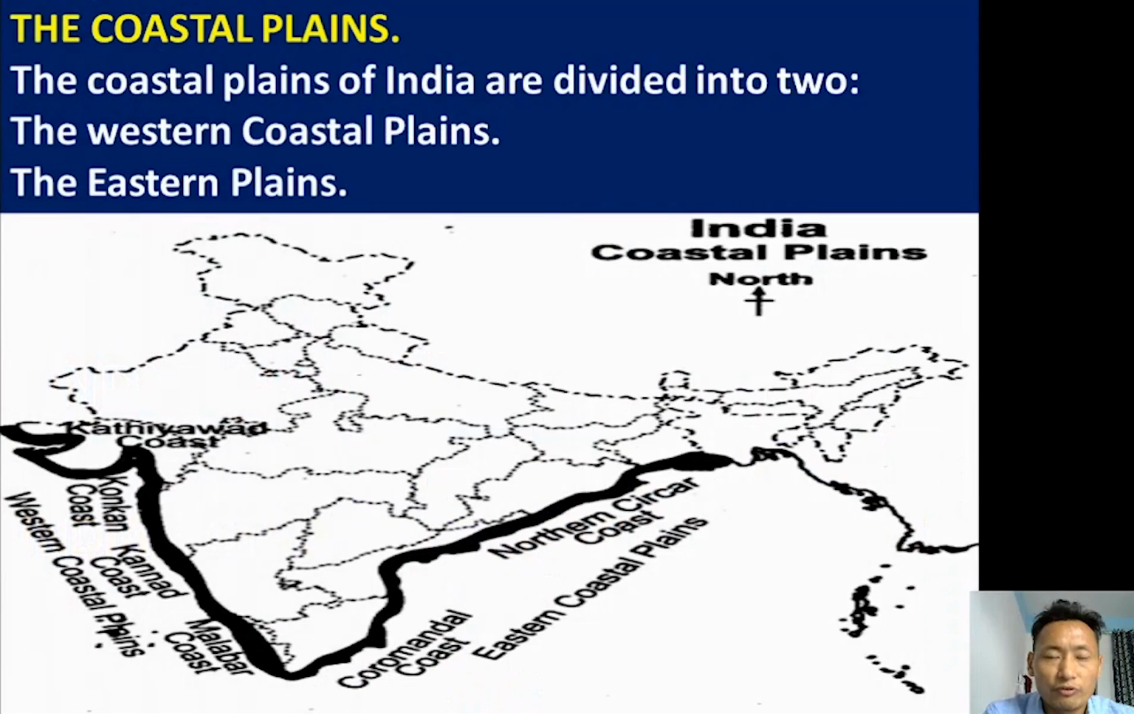So the fifth physical feature of India that we are going to learn in this class is about the coastal plains of India. The coastal plains of India are divided into two main divisions. They are the Western Coastal Plain and the Eastern Coastal Plain. This particular dark shaded area indicates the location of the coastal plains of India. This coastal plain is divided into two: the Western Coastal Plain and the Eastern Coastal Plain.